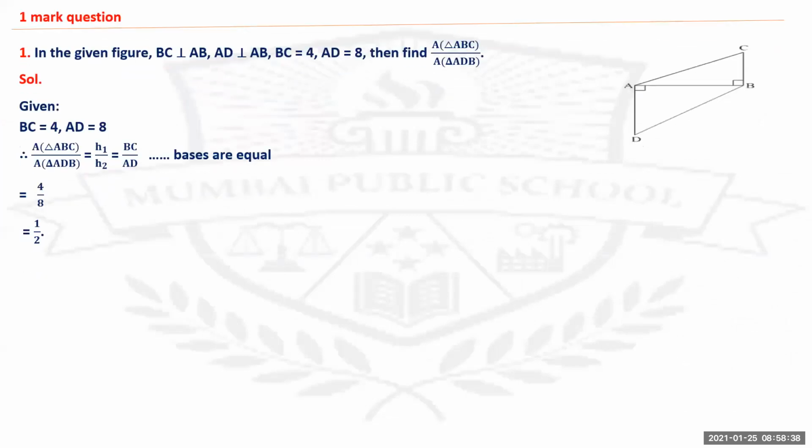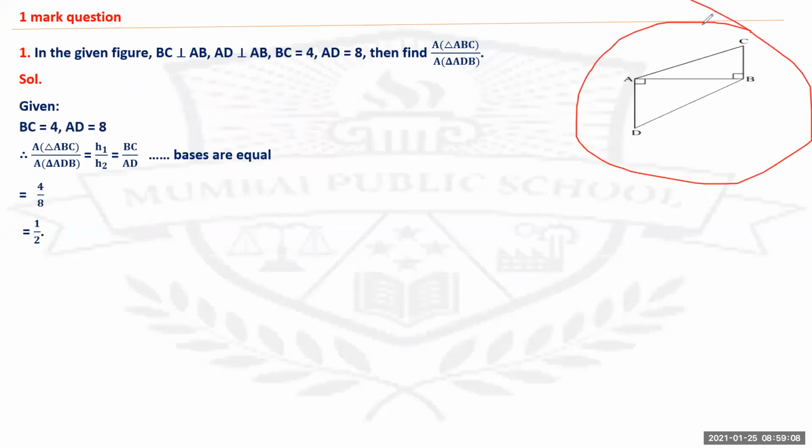Now for 1 mark, understand which kind of questions you are going to get in your examinations. See, in the given figure, BC perpendicular to AB. You've got AD perpendicular to AB. BC equals 4 and AD equals 8. Then you have to find area of triangle ABC upon area of triangle ADB.